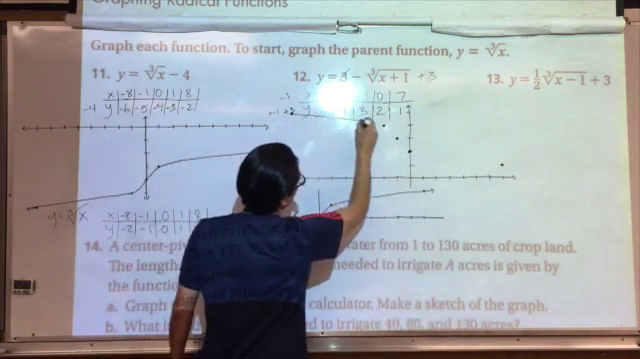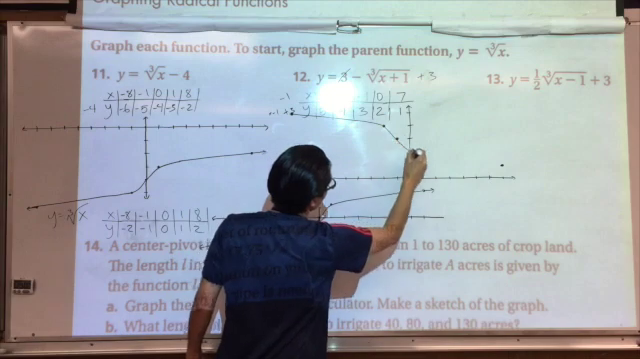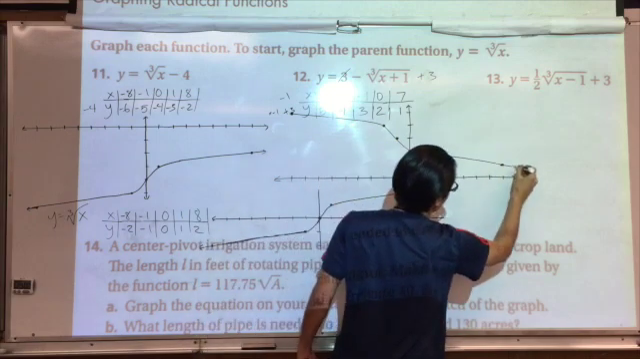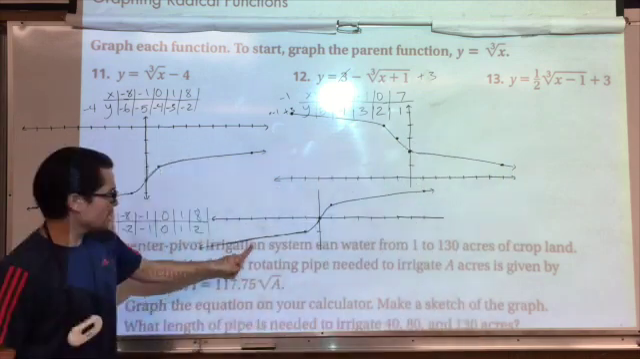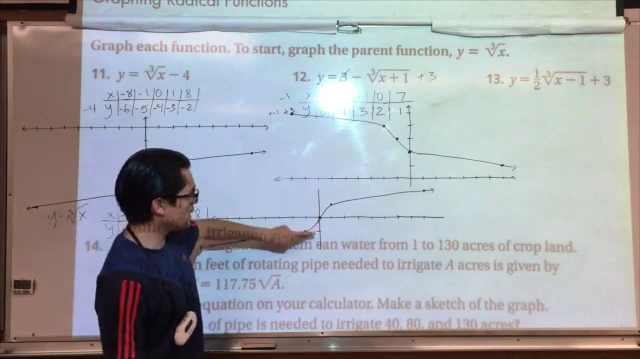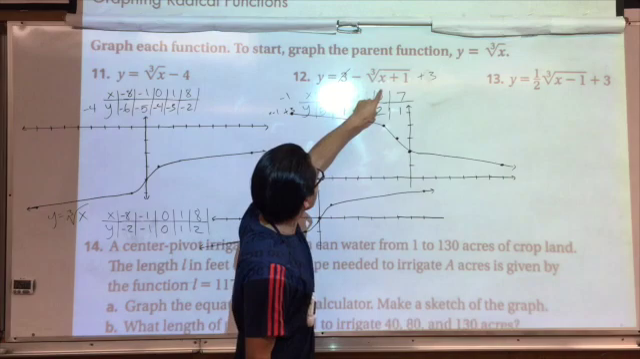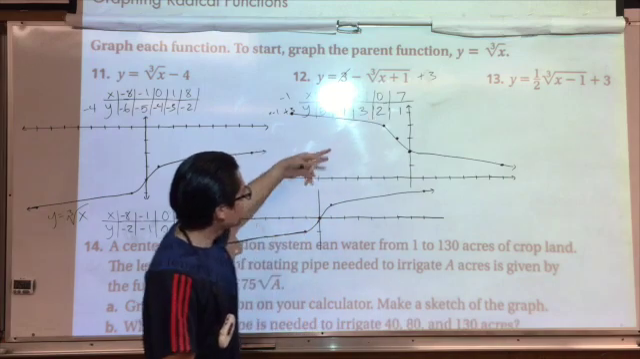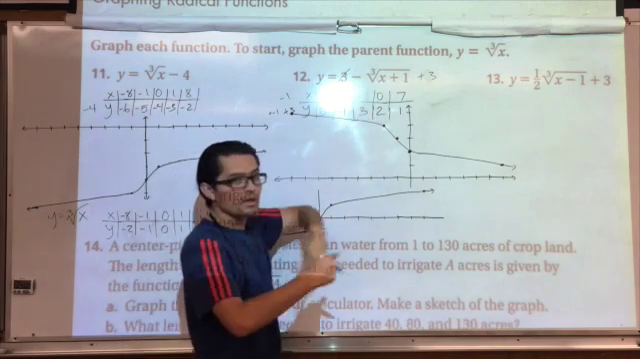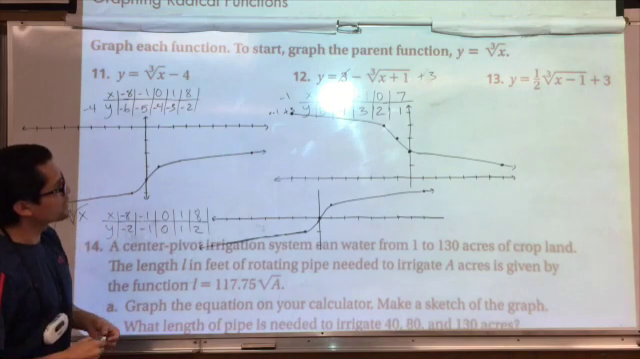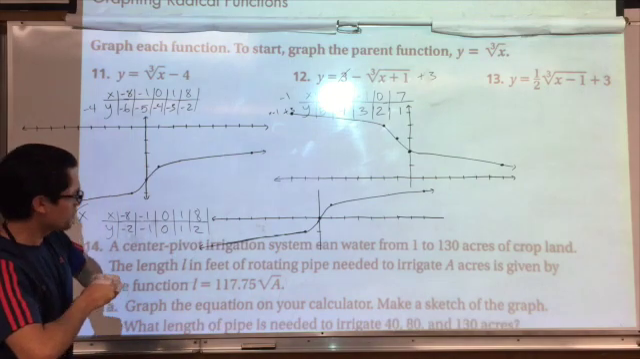It goes from here, this way, downwards, and out. So it's the same as this one, except it got reflected. That's what happened. It got reflected. Okay. So it's a cube root function, but it got reflected. That negative 1 reflected. Now let's look at number 13.